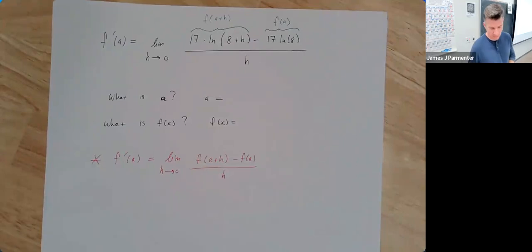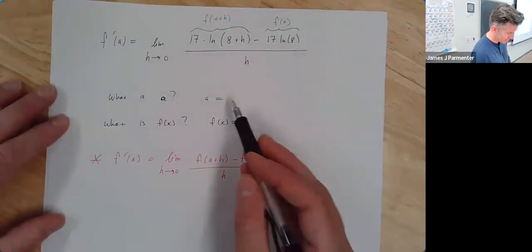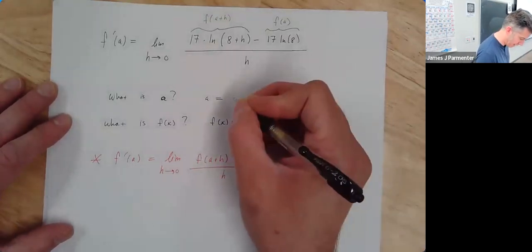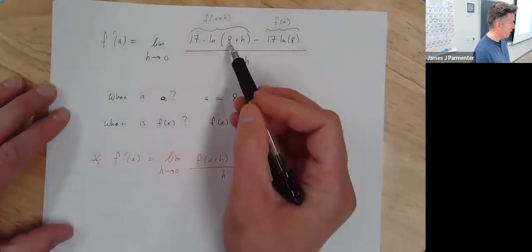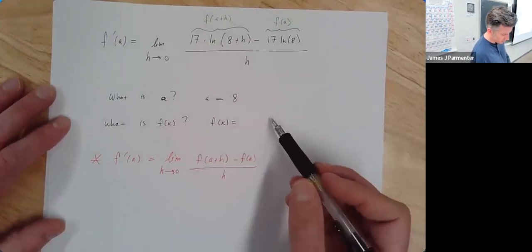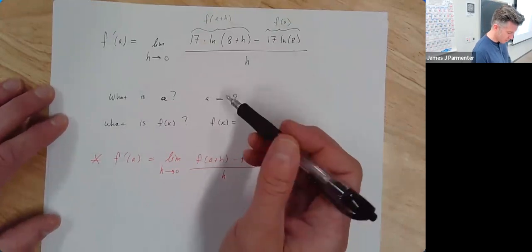All right, people look like they might be done. So what's a good candidate for a here? Yeah, it's got to be 8, because here I have a plus h, and here I just have the a. And then the other question is, what's the function that we're plugging the 8 into?